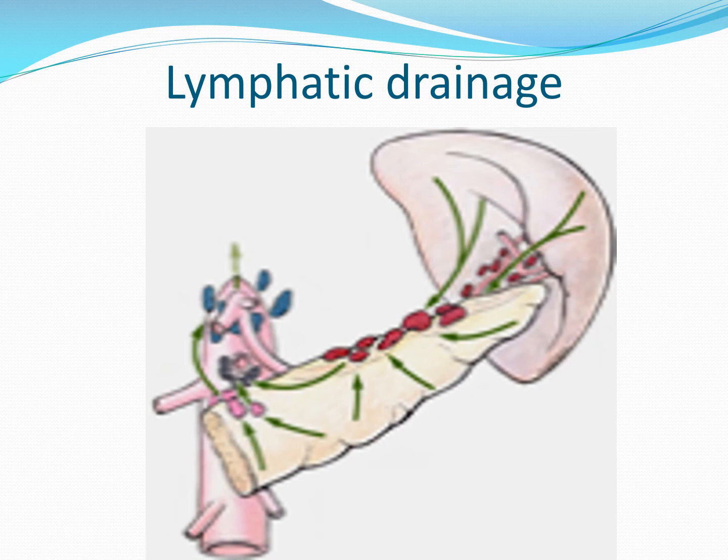Now lymphatic drainage. The lymphatics follow the artery and drain into the pancreatico-splenic, celiac and the superior mesenteric group of lymph nodes. These are the lymphatic drainage: pancreatico-splenic, then celiac lymph nodes and the superior mesenteric group.